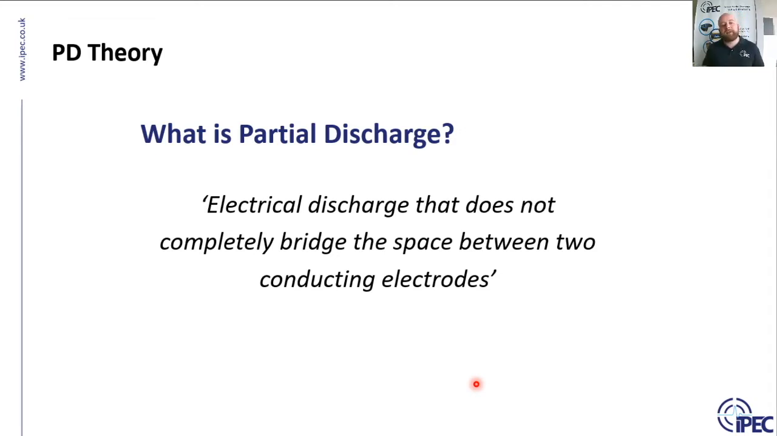But partial discharge is an electrical discharge that doesn't completely bridge the space between two conducting electrodes. Essentially, if you've got a conductor and you've maybe got another phase, or you've got the earthing point, so two electrodes essentially, a partial discharge is a discharge occurring in between those, so not completely bridging the gap, but occurring at some point in between them, and it's a point of electrical stress. It's a point where PD is occurring. I'll go through it in a moment.